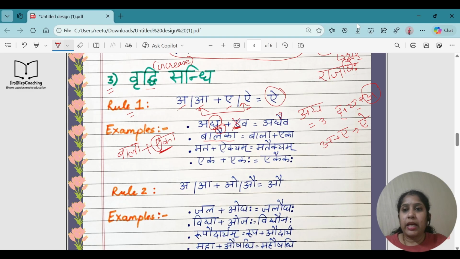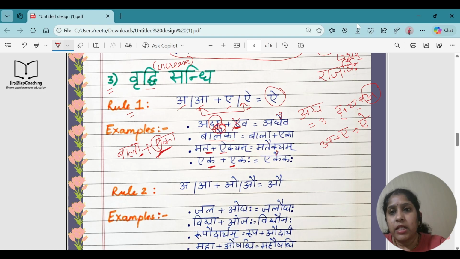Okay. So bala plus eka, and if you want to join it again, a plus a will become bada a. Correct? I'm hoping it was also clear to you. Now, if you want to try the next one, it is mat plus aikyam becoming mataikyam. So mat, ending with a, aikyam, starting with bada a. So a plus bada a will become bada a. Correct? So mataikyam. Right? Next one, ek plus ekah. Again, ending with the a, starting with a. So a and a together will become bada a.